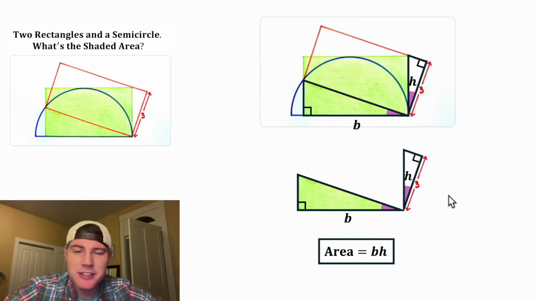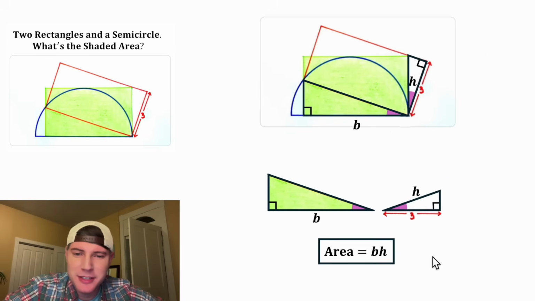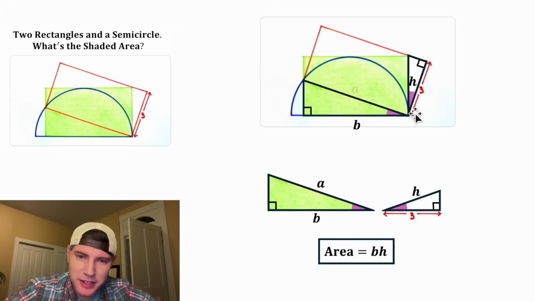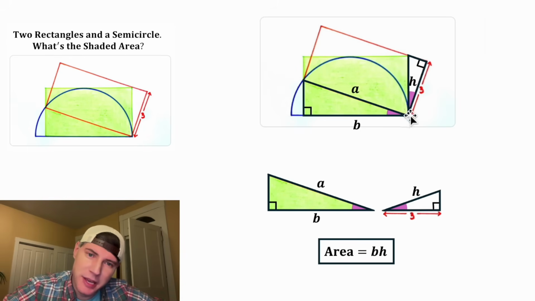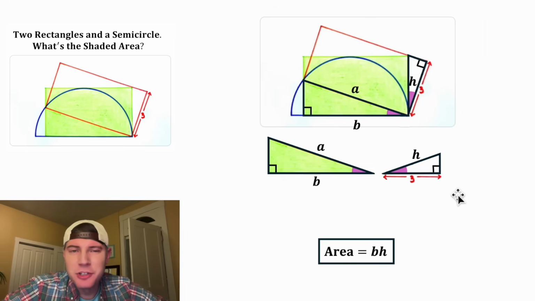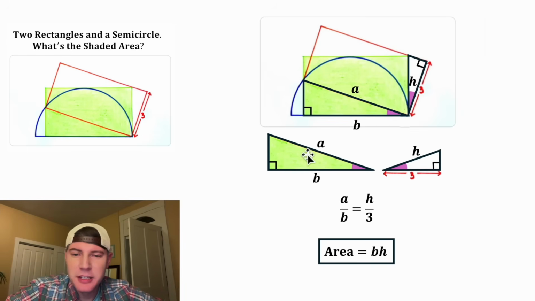So let's copy down the similar triangles and line them up like this. Let's label the hypotenuse of this one A, and that's going to be the same thing as this right here, and that's the base of this rectangle. Now with the similar triangles, we can write a proportion. It'll be the hypotenuse over the bottom is equal to the hypotenuse over the bottom. So A over B is equal to H over 3.